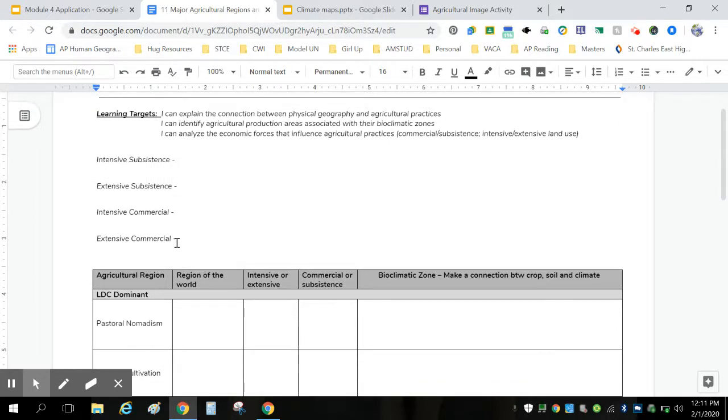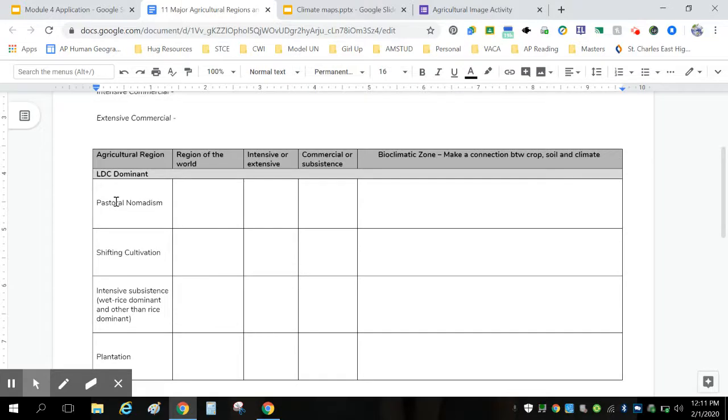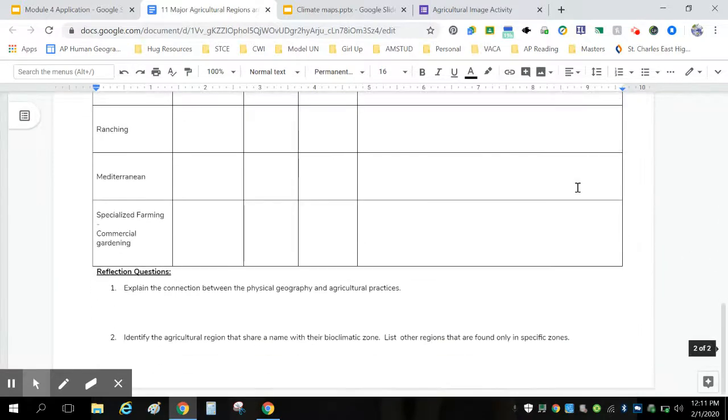So I'm looking for them to define the 4 terms again. I'm looking for them to maybe identify the region of the world based on their coloring page, and identify whether this particular agricultural region is intensive or extensive, commercial or subsistence. And then the final area, the far left, the bioclimatic zone, is for them to make a connection between the crop, soil, and climate and the particular region. So this is where they're using those climate maps.